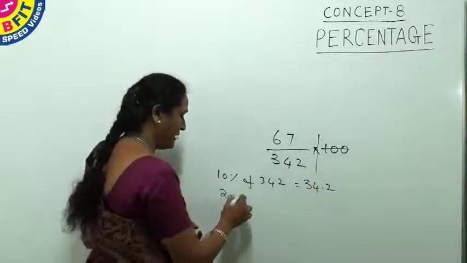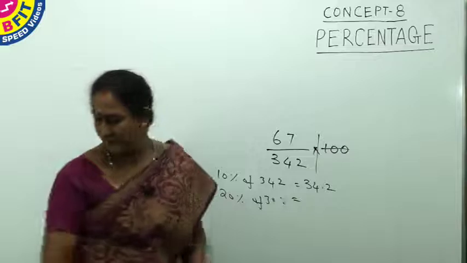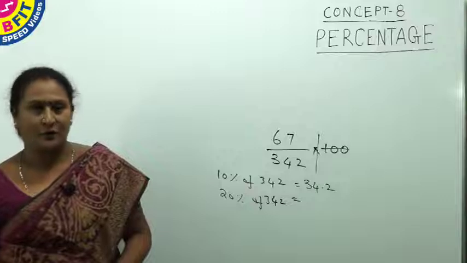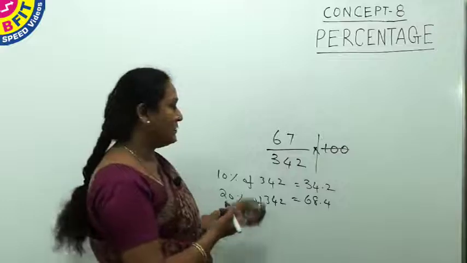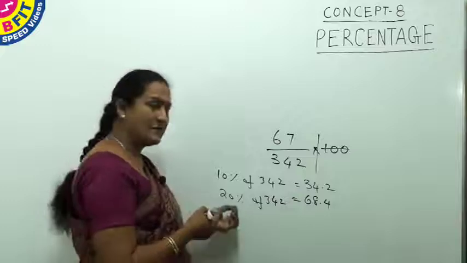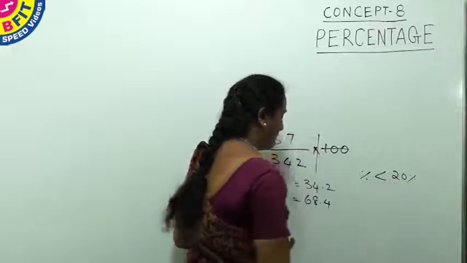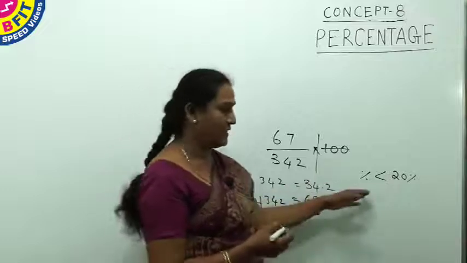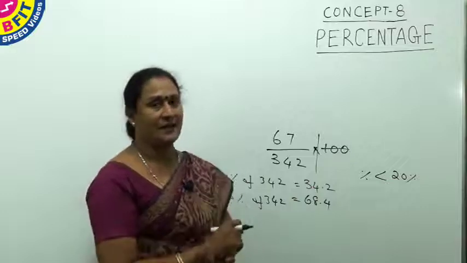Here 67 is more than 34.2, so we check the next multiple of 10, that is 20%. What is 20% of 342? It is 2 into 34.2, which is 68.4. Here 67 is less than 68.4. It means that the required percentage is less than 20%. It is 1.4 less. With this data, that the percentage is less than 20 and nearing 20%, with the options we can choose the correct answer.